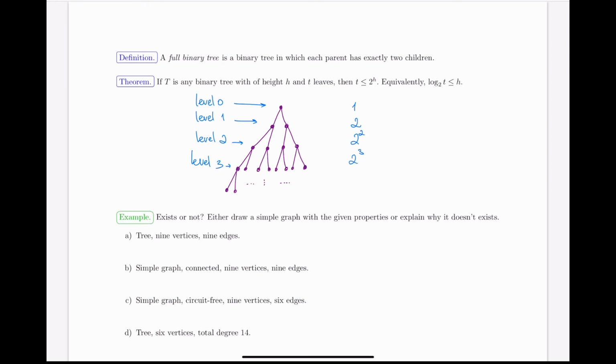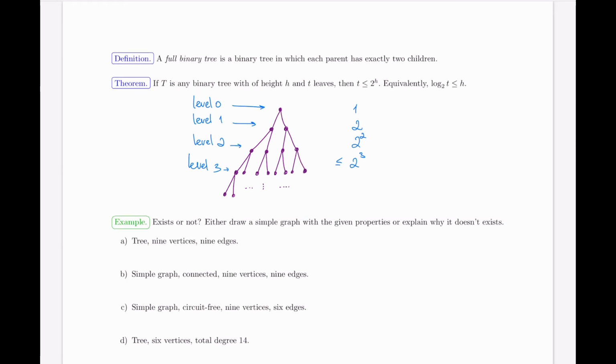So what I notice is I am forming powers of 2 as I go down. Or in fact, I'm forming at most powers of 2 as I go down, because some of these edges could be absent. That means that at any given level, I have at most 2 to the power of the level number of vertices. Every time I went down one level, I added 1 to my power of 2 because every single vertex has divided into 2. So on level h, which is the height of the tree, I will have at most 2 to the power h vertices there.